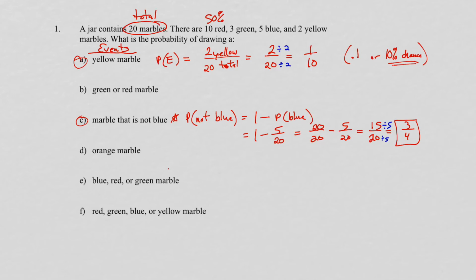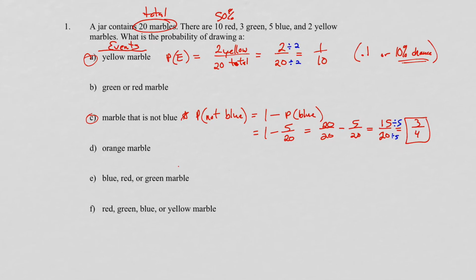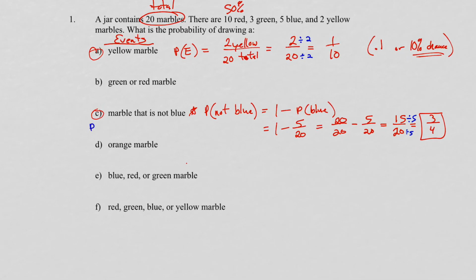The other way to do it would be to actually list all the colors that are not blue. It's a little bit longer, but we could say the probability of everything that's not blue would be 10 red plus 3 green plus 2 yellow. So that's 15 over 20, and then reduce it down to 3/4. So you could do it that way as well.